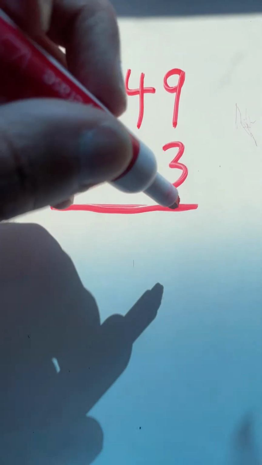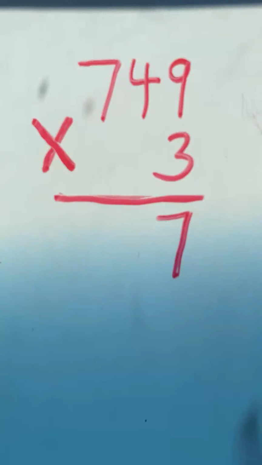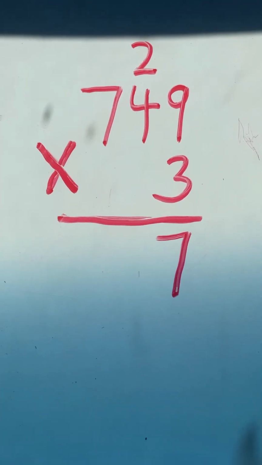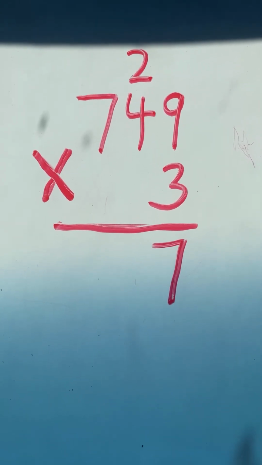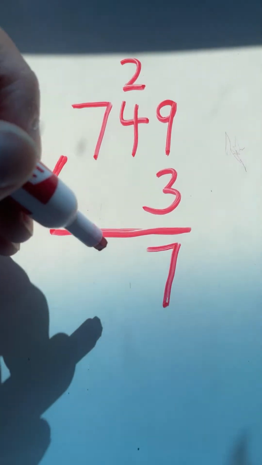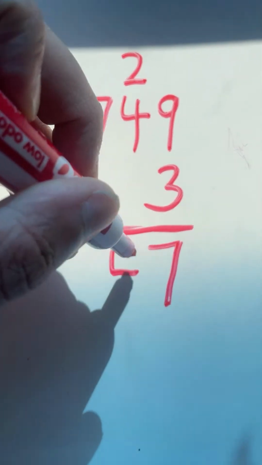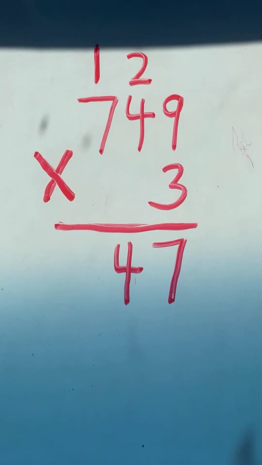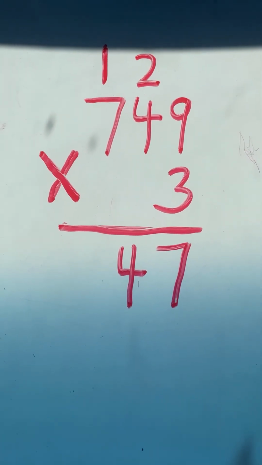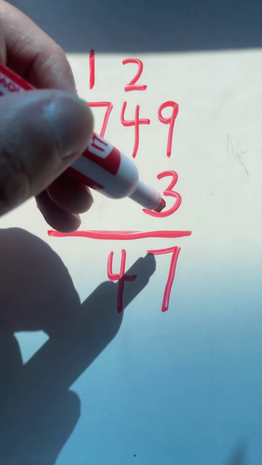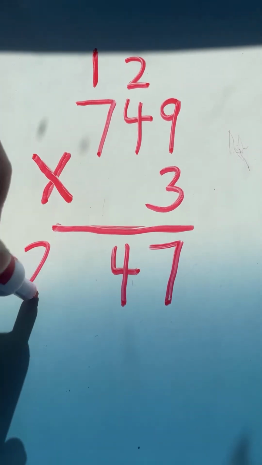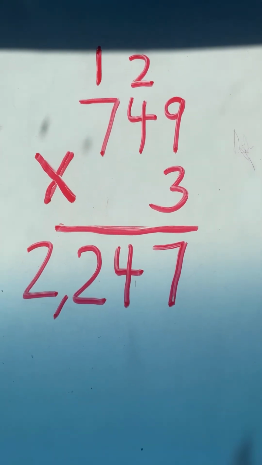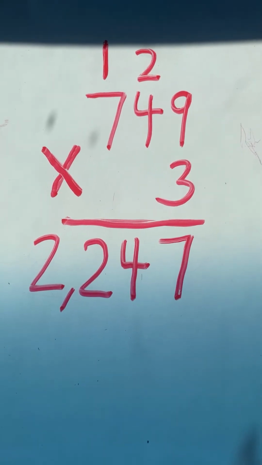9 times 3 equals 27. So the 7 in 27 goes in the ones place. The 2 in 27 gets carried over to the tens place. 4 times 3 equals 12. Plus 2 equals 14. The 4 in 14 goes in the tens place. The 1 in 14 gets carried over to the hundreds place. 7 times 3 equals 21. Plus 1 equals 22. And we have our final answer. 749 times 3 equals 2,247.